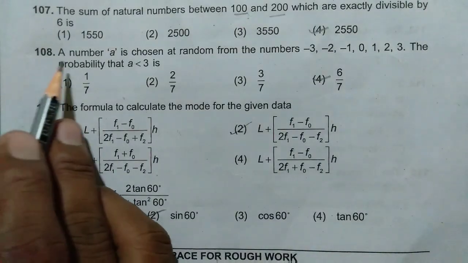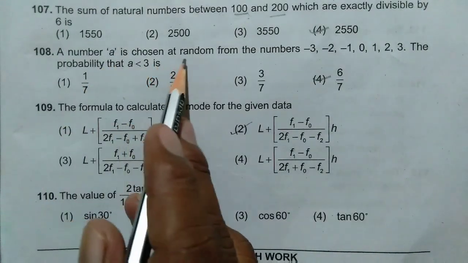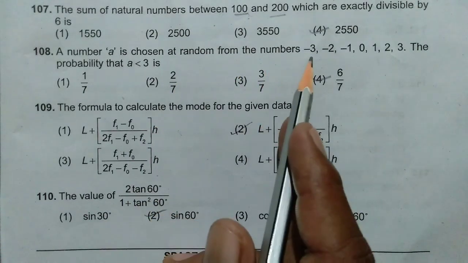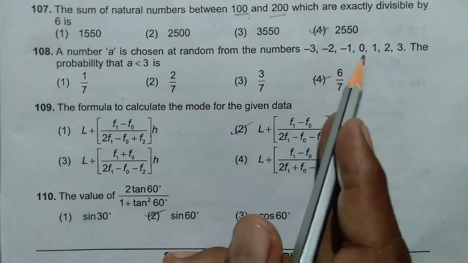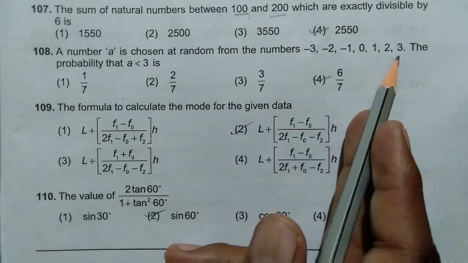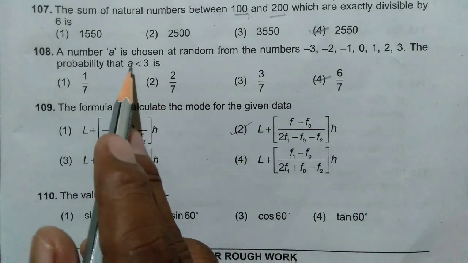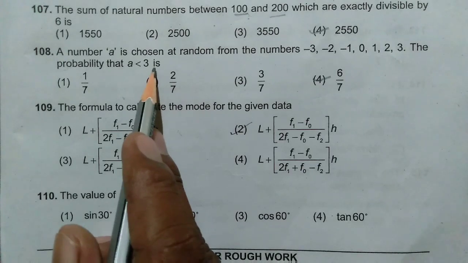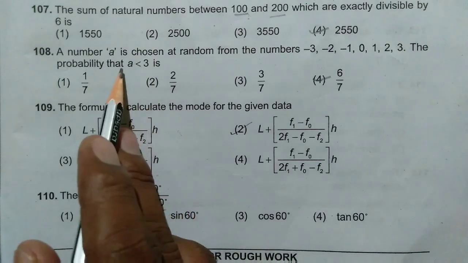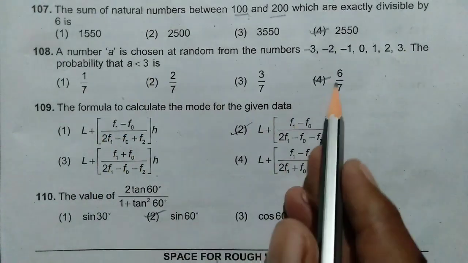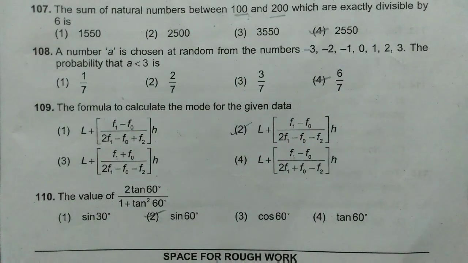Next 108. A number A is chosen at random from the numbers -3, -2, -1, 0, 1, 2, 3. The probability that A is less than 3 is? So the probability of getting A that is less than 3 is 6/7, which is the correct answer.